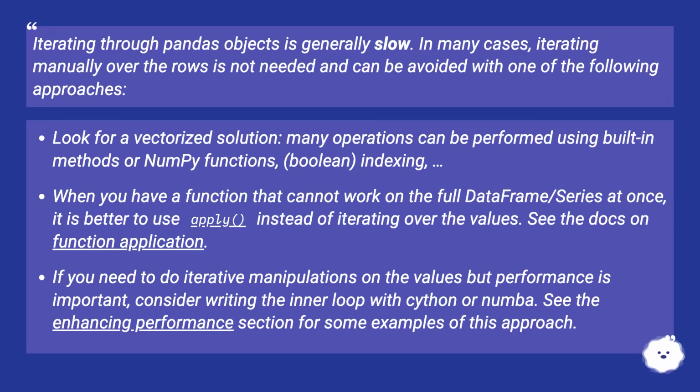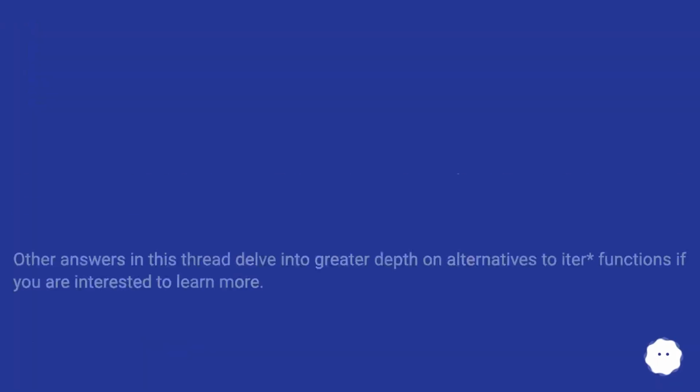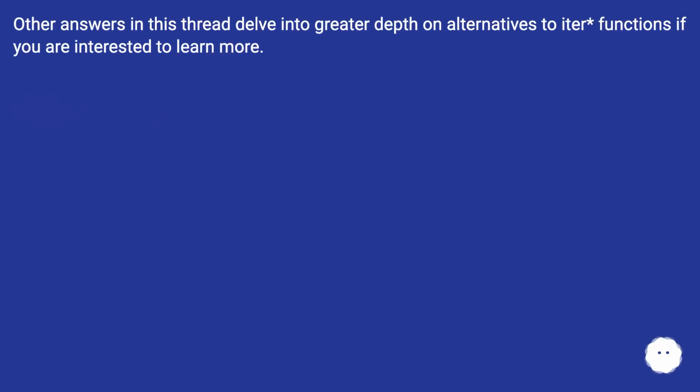When you have a function that cannot work on the full DataFrame or Series at once, it is better to use apply instead of iterating over the values. See the docs on function application. If you need to do iterative manipulations on the values, but performance is important, consider writing the inner loop with Python or Numba. See the enhancing performance section for some examples of this approach. Other answers in this thread delve into greater depth on alternatives to iter* functions if you are interested to learn more.